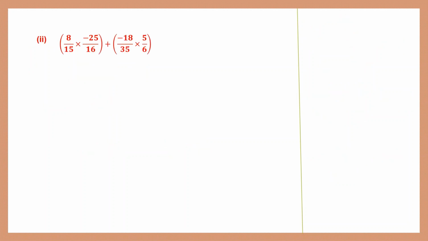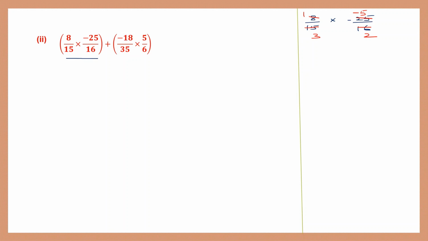Question 2. Here we have again brackets with addition in between. So let's work out the first set of brackets first. So that is 8 by 15 into minus 25 by 16. So let's cancel. So we can cancel 8 and 16. 8 ones are 8 and 8 twos are 16. We can also cancel 15 and 25 by 5. 5 threes are 15, 5 fives are 25 and the minus sign.